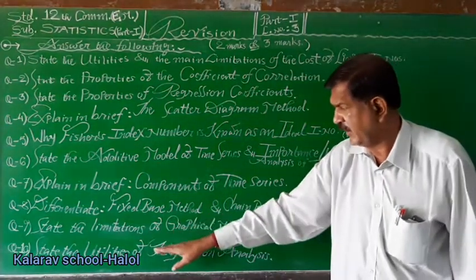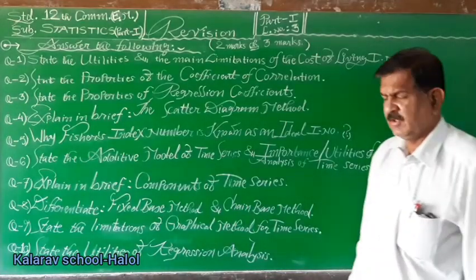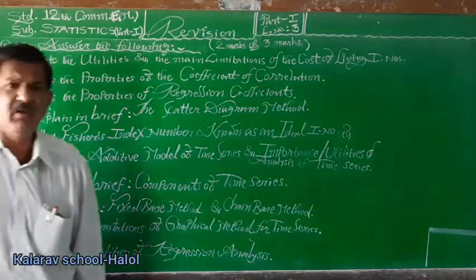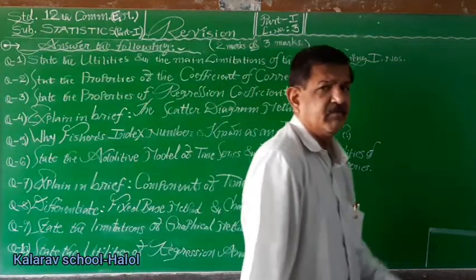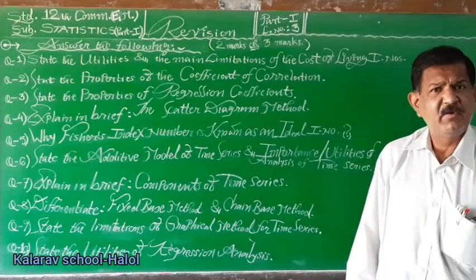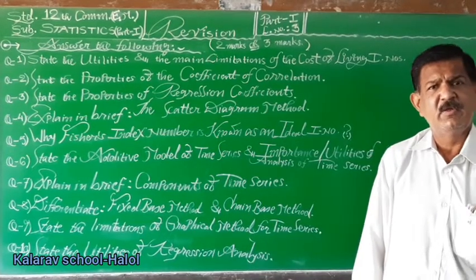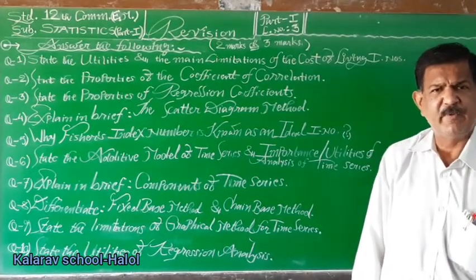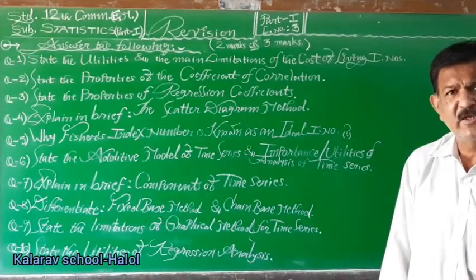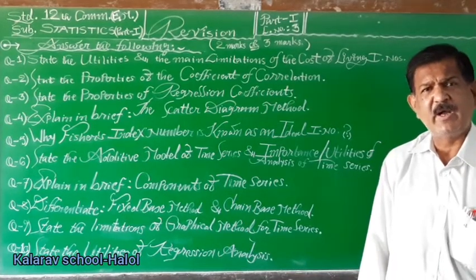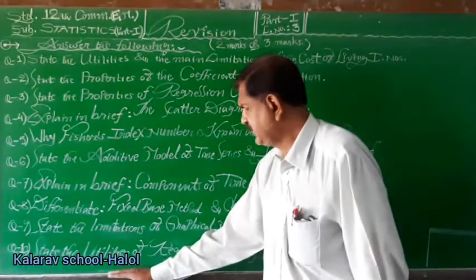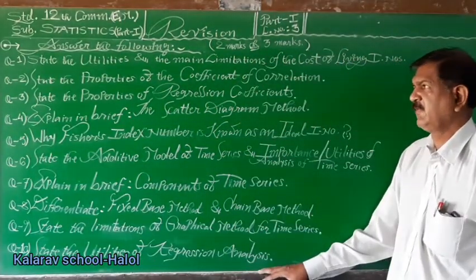And finally, state the utilities of the regression analysis. In regression analysis, one is the dependent variable, another is the independent variable. Means in the regression line of y on x, y is dependent and x is independent. And one can estimate, for example, the height of the father and height of the son. If the height of the son is given, we can estimate the height of the father. Or if the height of the father is given, we can estimate the height of the son with the given values of x bar, y bar or b. Means state the utilities of the regression analysis.